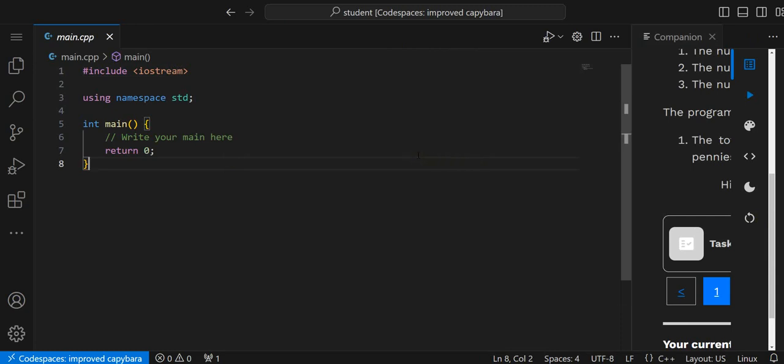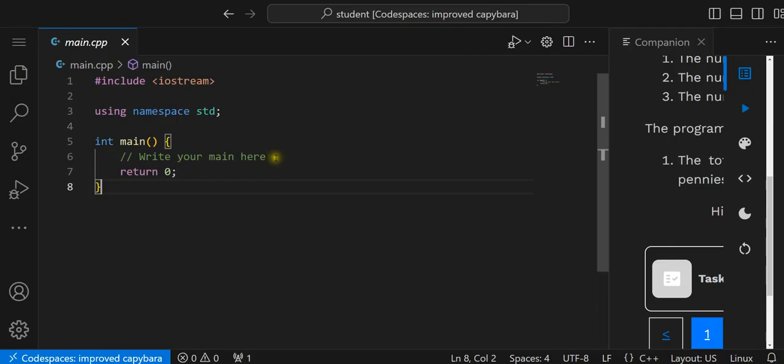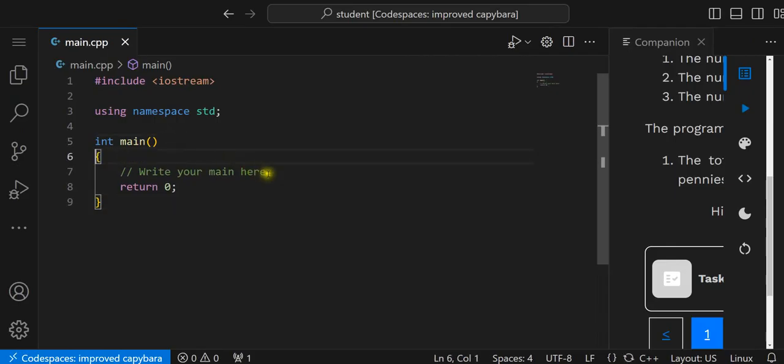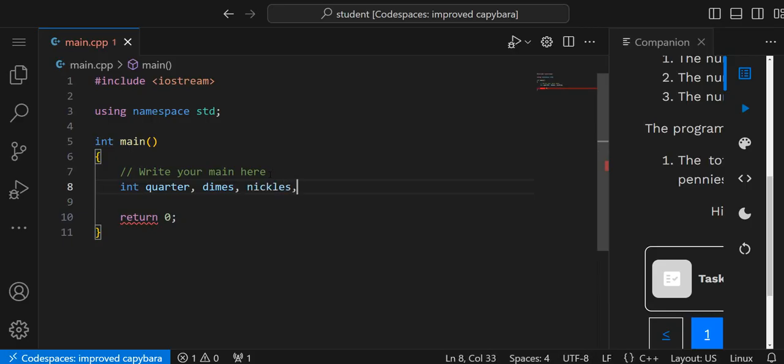Let's make this a little bigger. So here, let's do our cosmetic approach. Get that one there, and we can get some room to work. Now let's go to start. So our integers are going to be quarters, dimes, nickels, and pennies. All right.